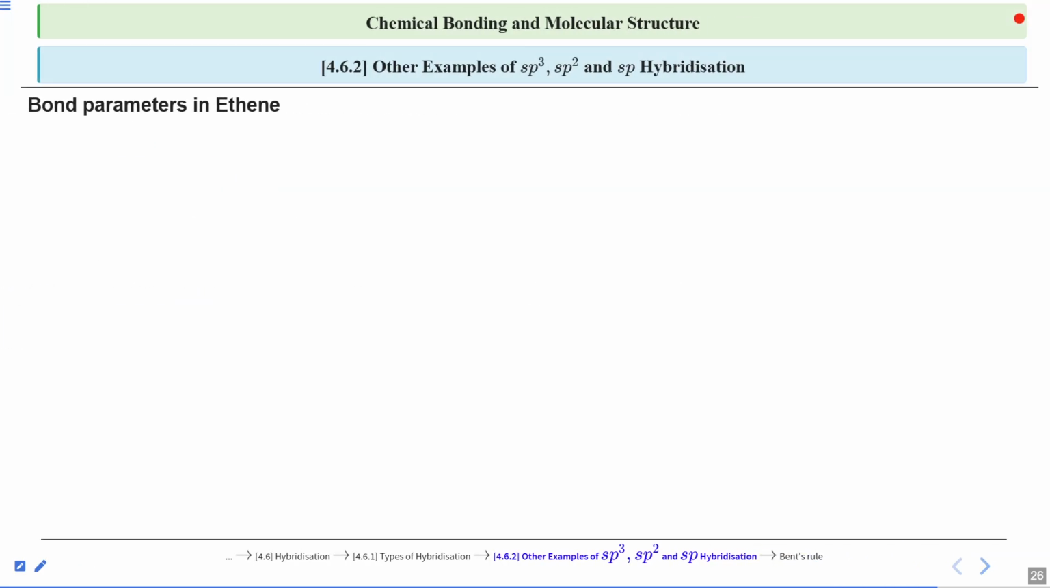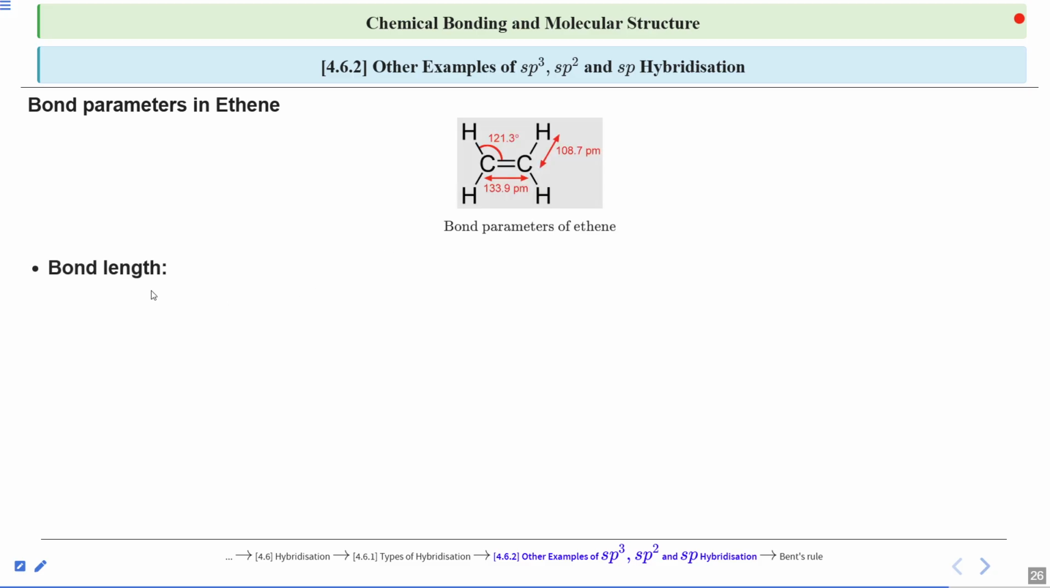So let us now look at some important bond parameters in ethene, which will help us to understand what is going on with the electronic structure. So there are multiple bond parameters now. First is the bond length. So the CC bond length is 134 picometer, right? And the CH bond length is 108 picometer. So the double bond is 133.9 and the longer one is 108.7. Okay, so I have just rounded this off and written it as 134.